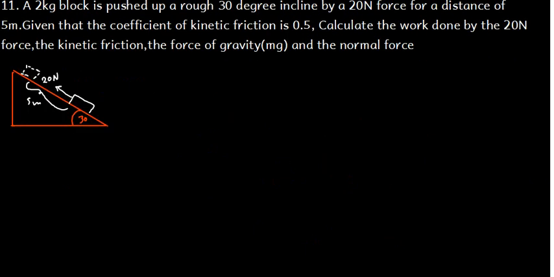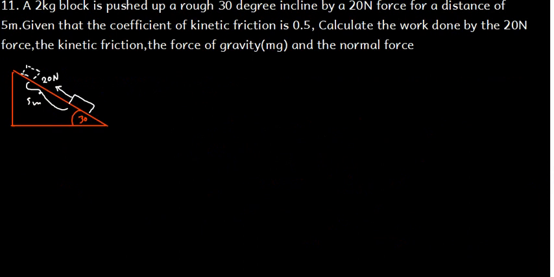Alright, last question in this one. We've been given a 2 kg block which is pushed up a rough 30-degree incline by 20 newtons force for a distance of 5 meters, as we can see. So given that the coefficient of kinetic friction is 0.5, we want to calculate the work done by the 20 newtons force, the kinetic friction, and also the force of gravity and the normal force.